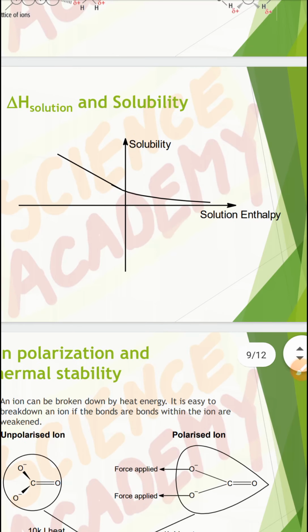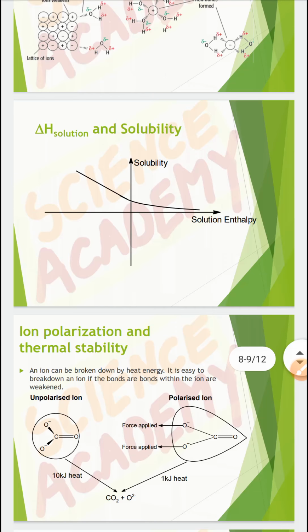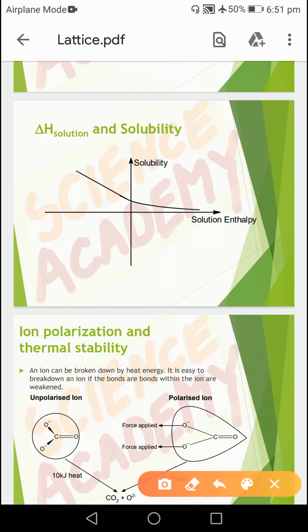All right, so that's why if the solution enthalpy has negative values, then solubility would be more. Negative solution enthalpy means there is more hydration, or a stronger hydration. That means the ions would prefer to stay in hydrated form.